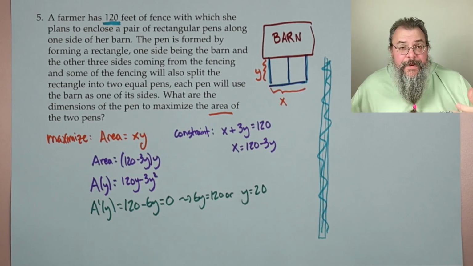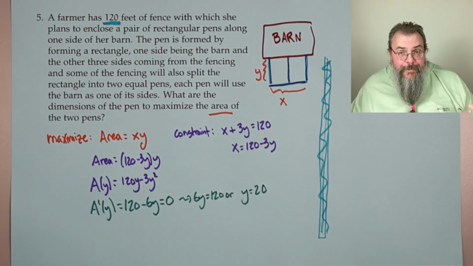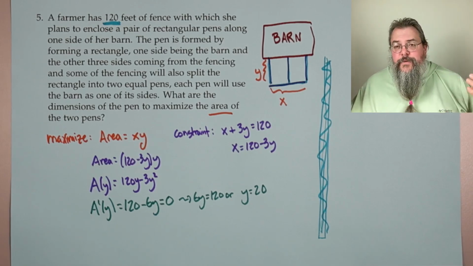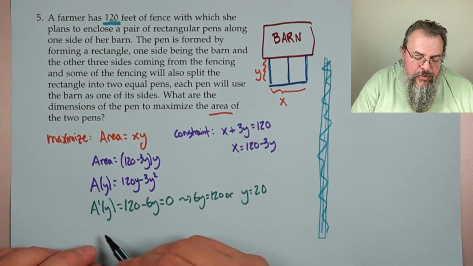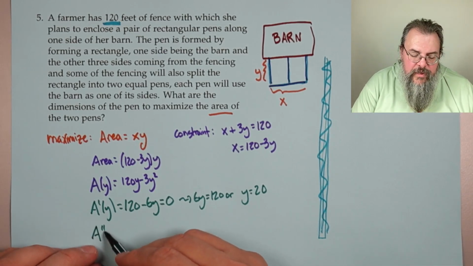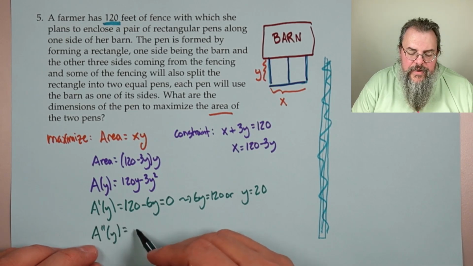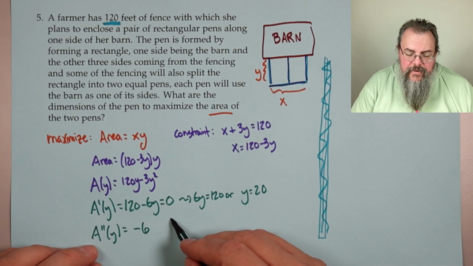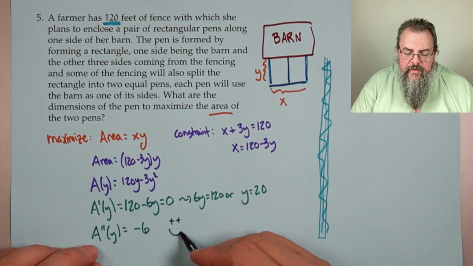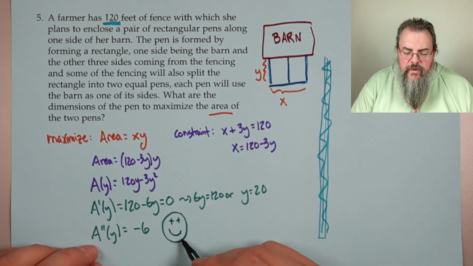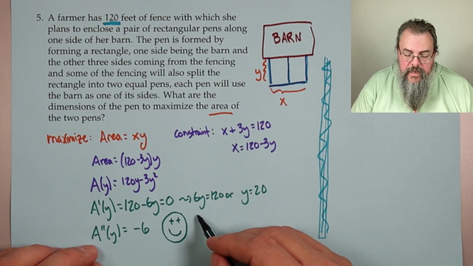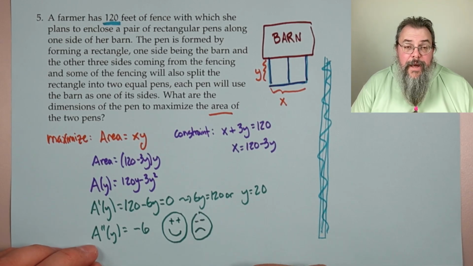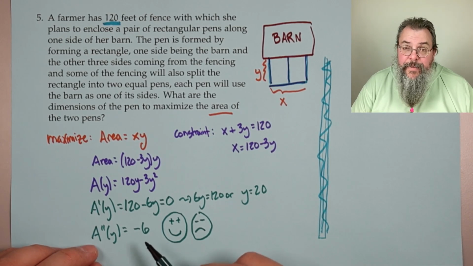Now, did we find a max? Probably. How do we know? Well, we can run some tests. This is a case where the second derivative is super easy. What is the second derivative? It's -6. And if you think about the second derivative test, if it's positive, you look like this, meaning you're a min. And if you're negative, you look like that, meaning you're a max. So yes, we definitely found a max.